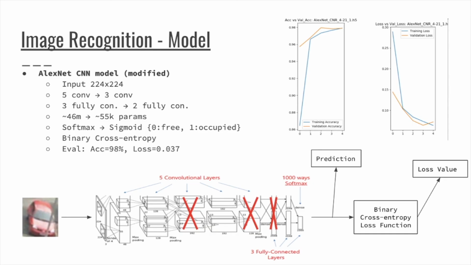This prediction was then fed into a cross-entropy loss function, which generated our loss value. And overall, when testing this model on our test set with 50,000 images, we achieved an accuracy of 98% and a loss value of 0.037.